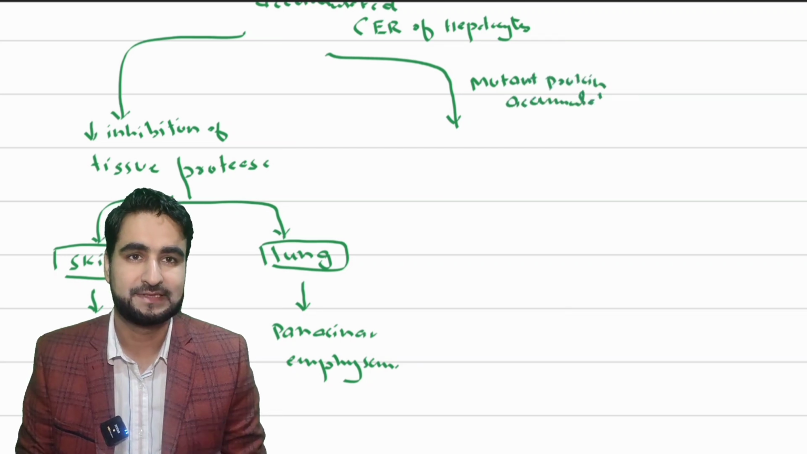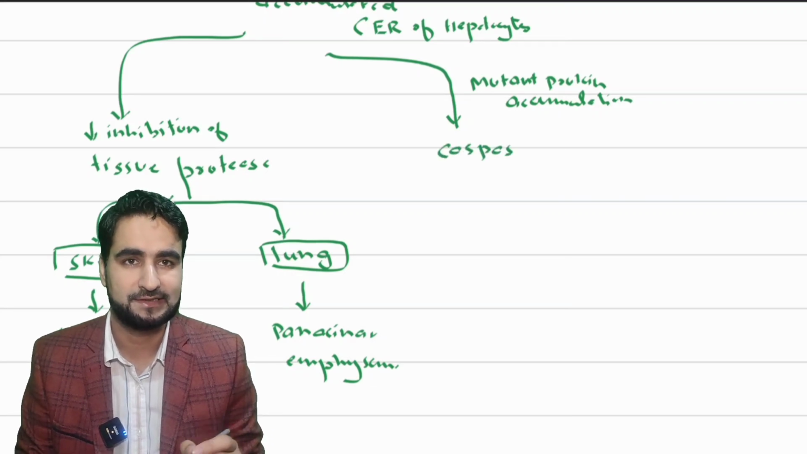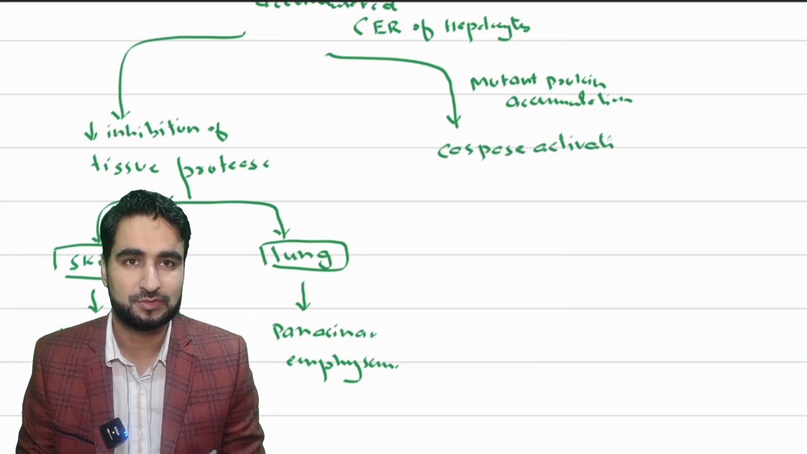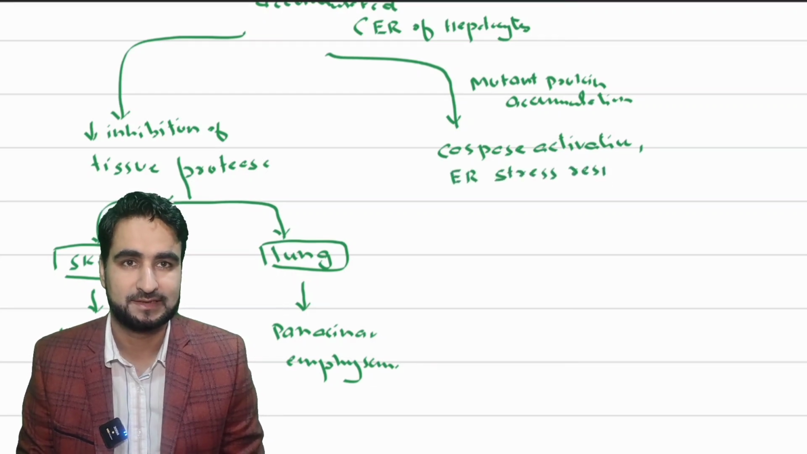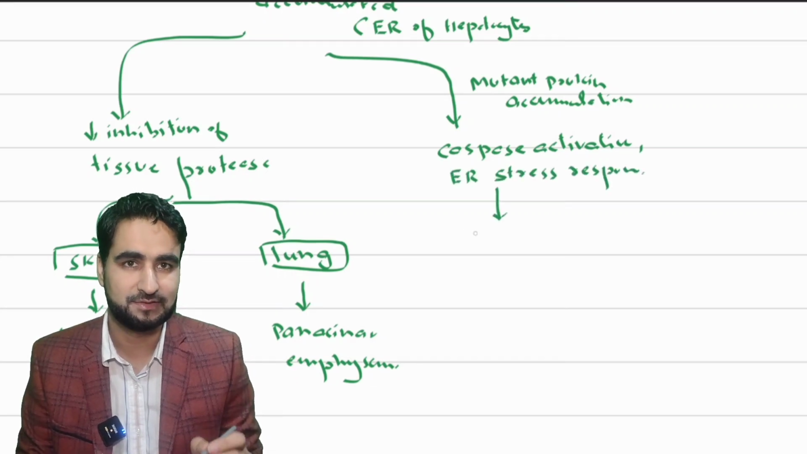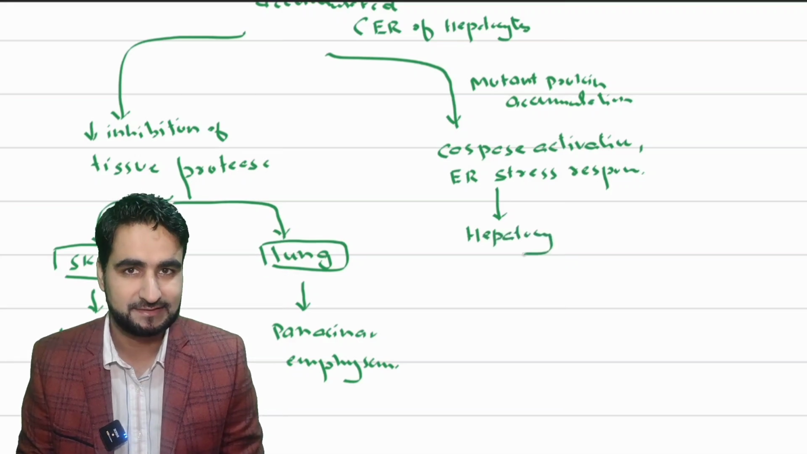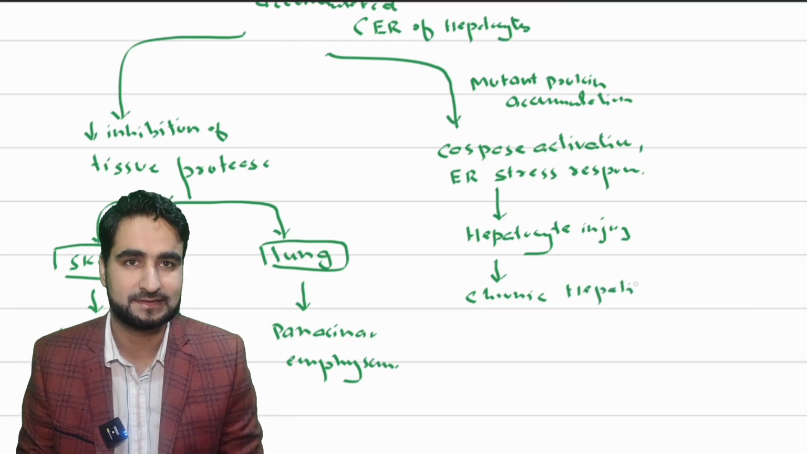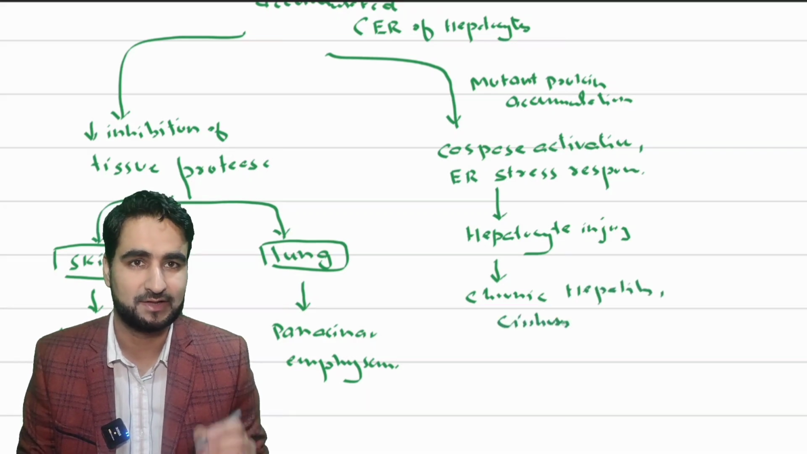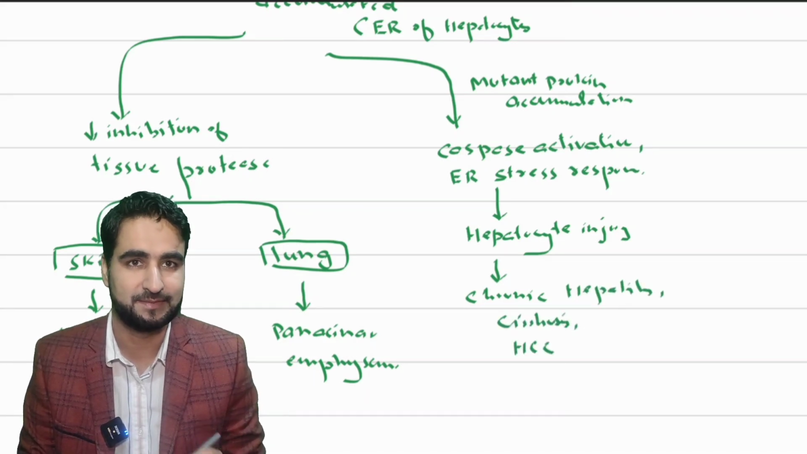So what happens in the liver? Due to accumulation of abnormal alpha-1 antitrypsin protein, this mutant protein gets accumulated inside the endoplasmic reticulum. This leads to endoplasmic reticular stress. When there is increased stress, there is increased oxidation reactions, there is formation of a number of free radicals, and these free radicals cause membrane damage and eventually damage to hepatocytes.